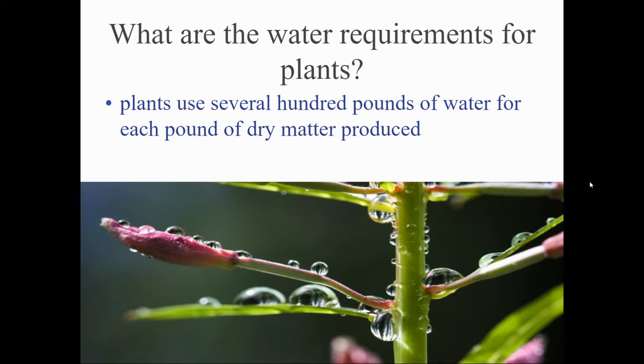So what are the water requirements for plants? Plants use several hundred pounds of water for each pound of dry matter produced. Okay, so say sugar, say glucose. You can look and see there, but do the math about how much water is needed and how much water is used. And that's just plants. Then we look at the water supply in the natural world for plants and animals and humans alike, and we really start doing some numbers, and a lot of water gets used on a daily basis.